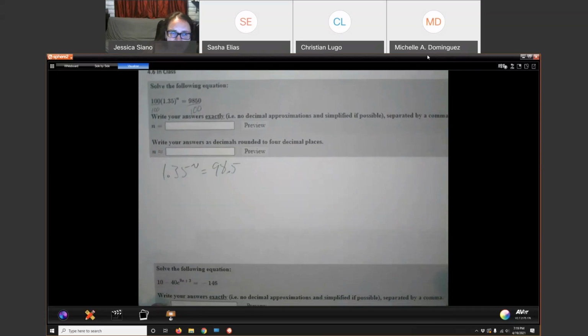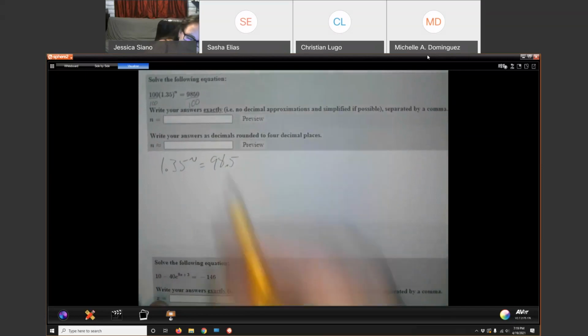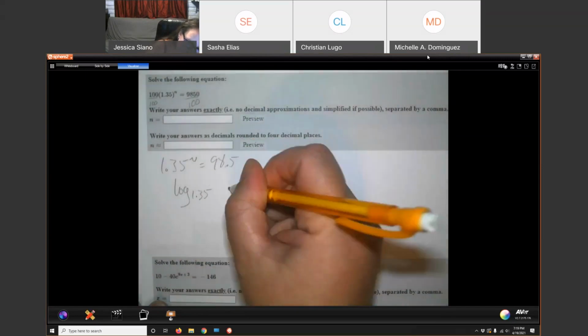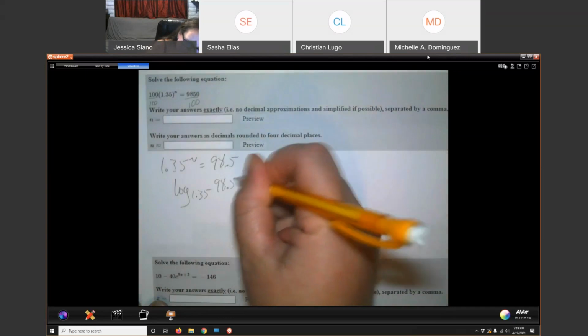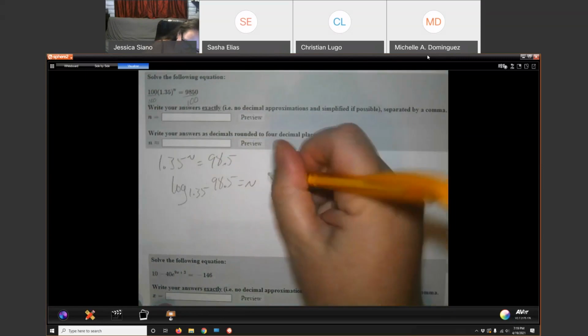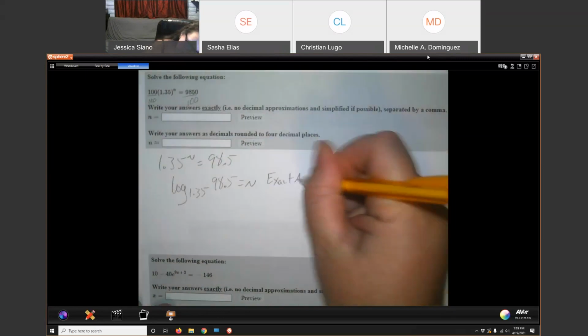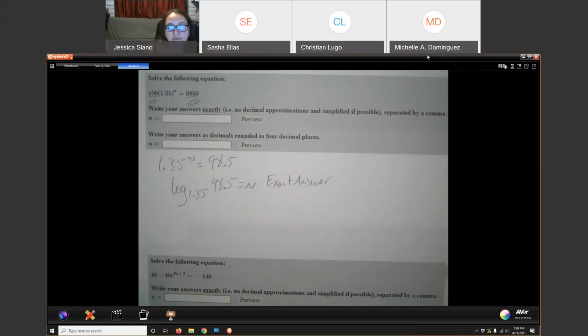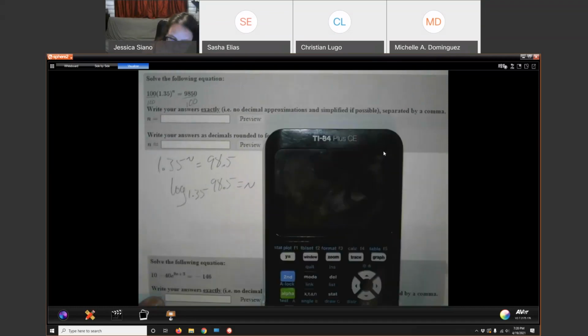And then once that term is isolated, you're going to turn it into a log. So this would become the log with base 1.35 of 98.5 equals n. And that is my exact answer. So when you're doing these, you're not going to want to put anything in your calculator until the end. So here, in exact answer, this is what you would put in. Okay? And then we would put that in our calculator.